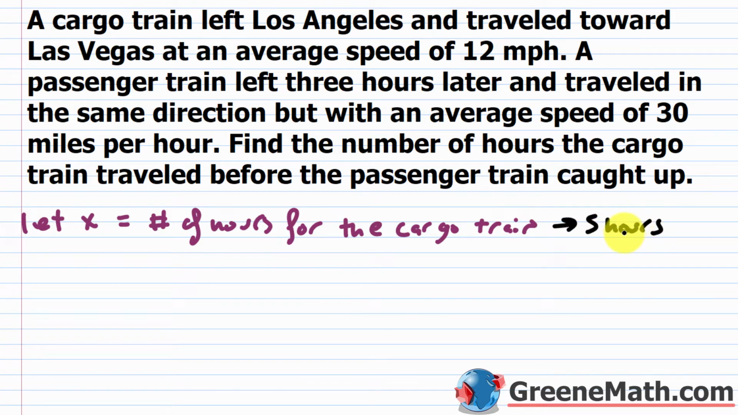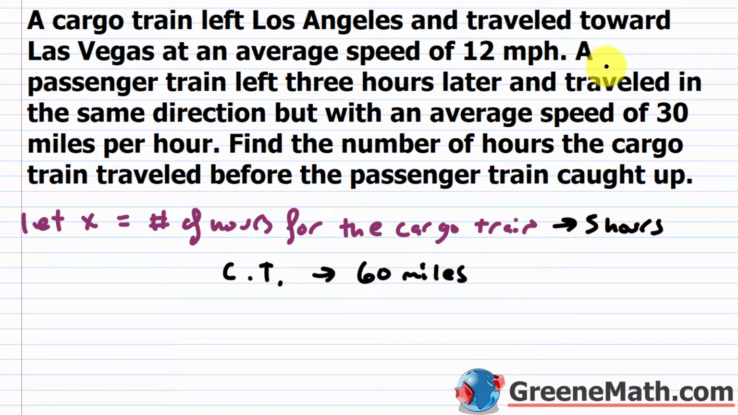And just going back through and checking things, you can think about this. So the cargo train, again, left Los Angeles and traveled toward Las Vegas at an average speed of 12 miles per hour. So we already know that it traveled for 5 hours. So 12 times 5 is 60. So that means for the cargo train, it's going to travel 60 miles, right? From where it started to where they catch up.